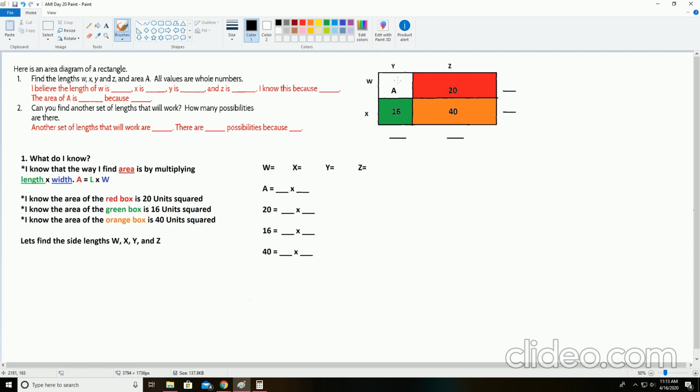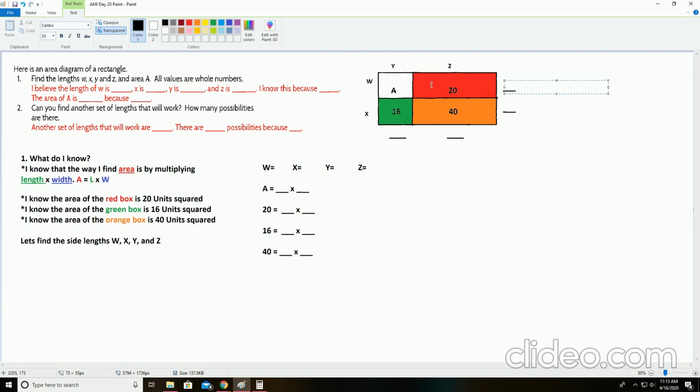What they want us, and we do not know the area of the white box here that's labeled A. What they want us to do is find how long this side is here for X. They want us to find how long W is, how long Y, and how long Z are. One thing I thought would be helpful for you if you're drawing this out yourself is that we could also label these sides over here. So since this side over here is W, that means that this spot here is also going to be W.